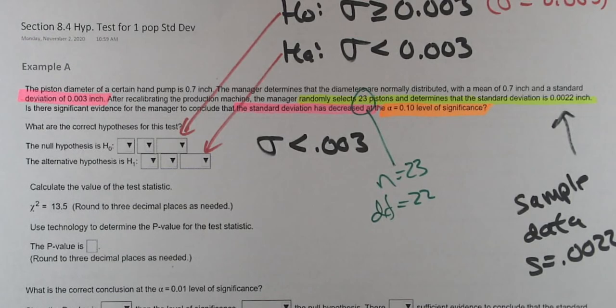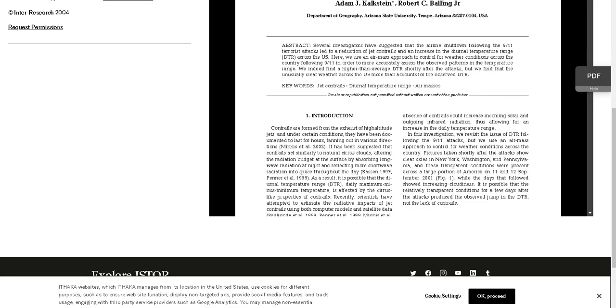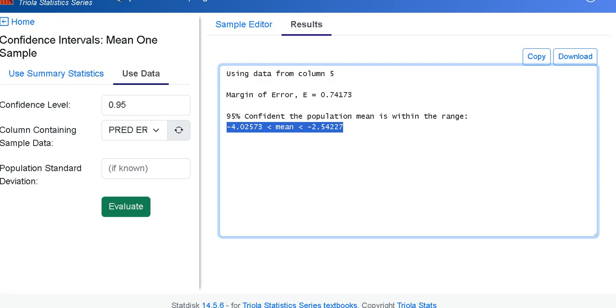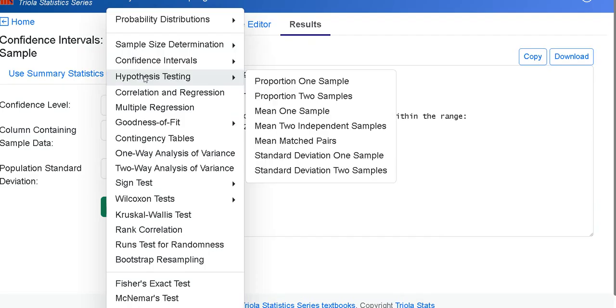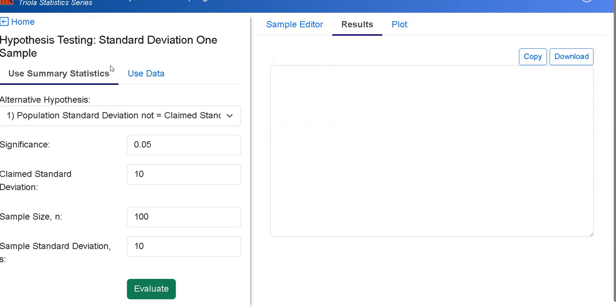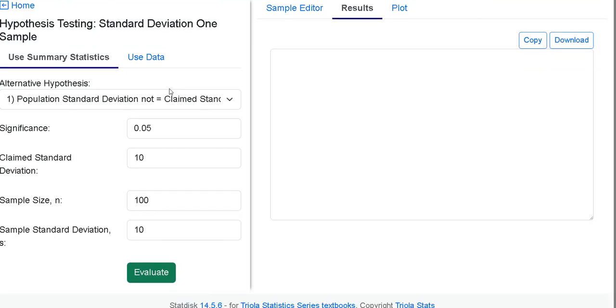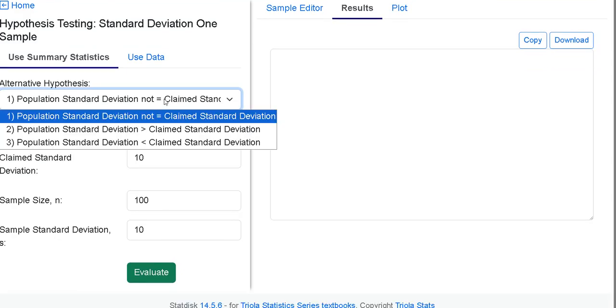Let me open up StatDisk. Where should I go? Analysis, Hypothesis testing, Standard deviation 1 sample. Do we have data or summary statistics? Do we have a set of data? No. So let's see. Our alternative hypothesis. What form of my alternative hypothesis should I choose? 1, 2, or 3 here from this menu?